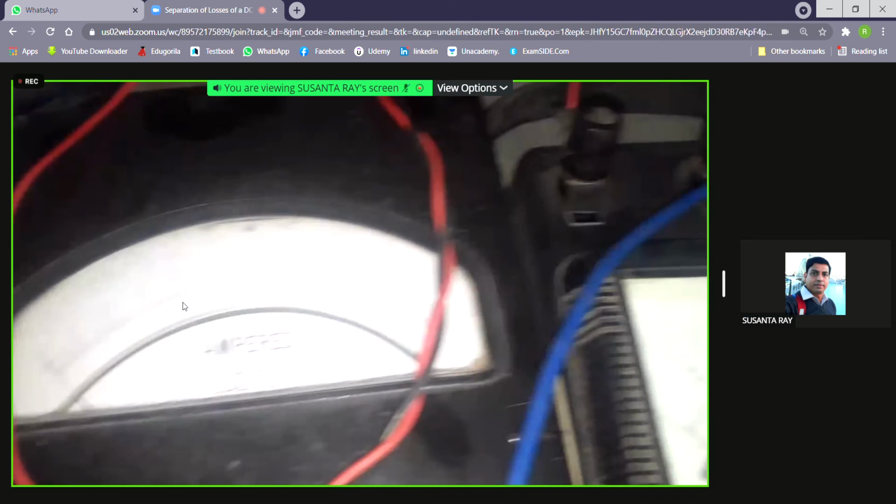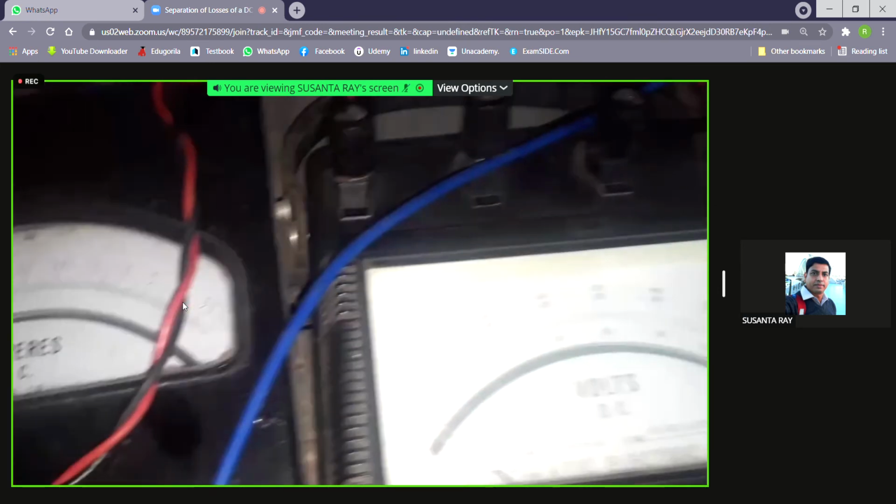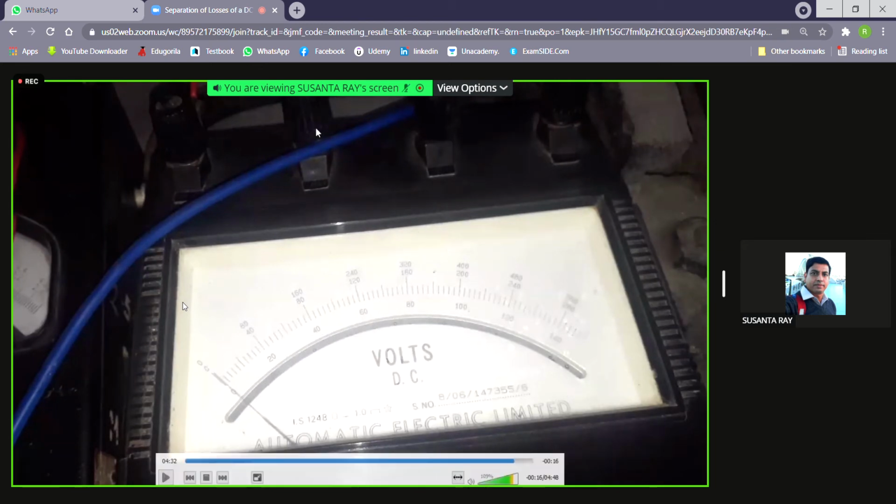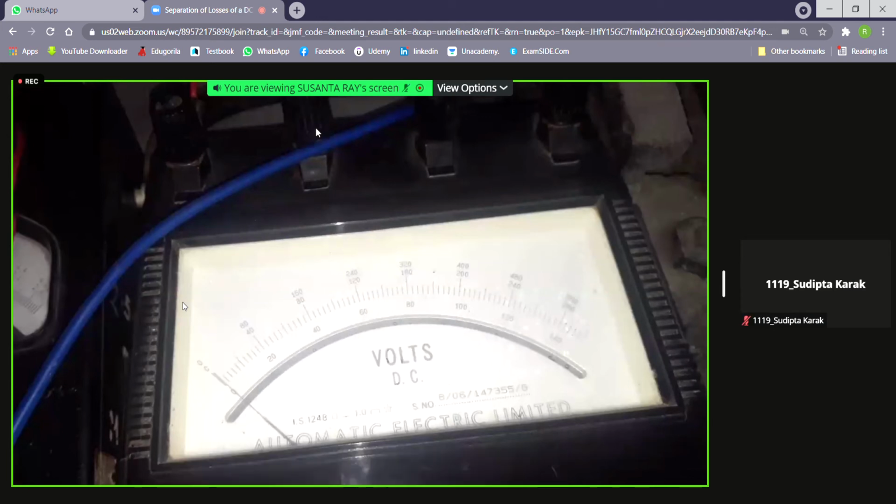Now the voltmeter, what are the three ranges? Can you tell me? For the voltmeter, just a minute, I will ask you. Soumodip Das, unmute.